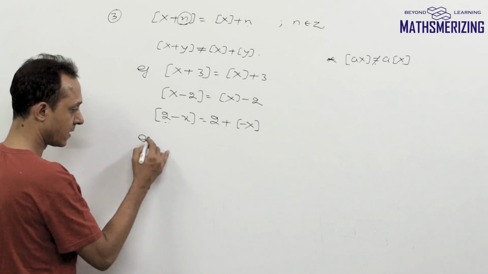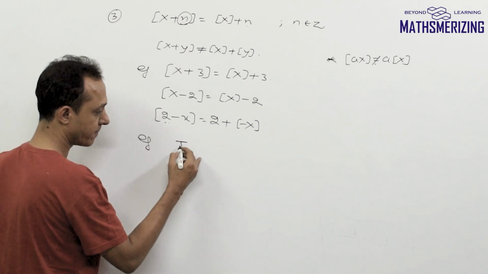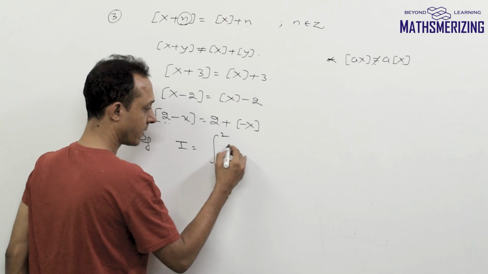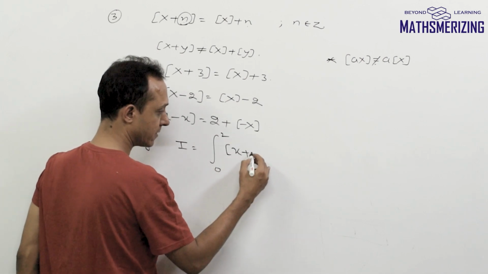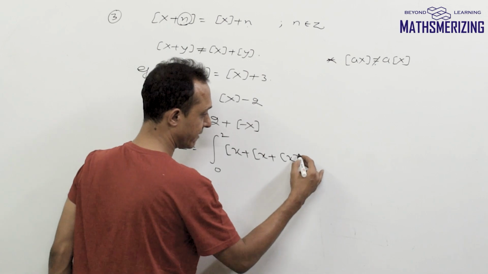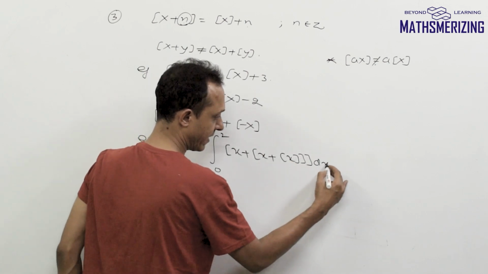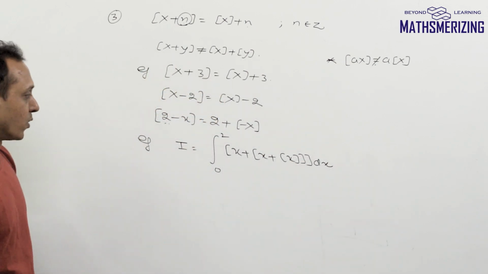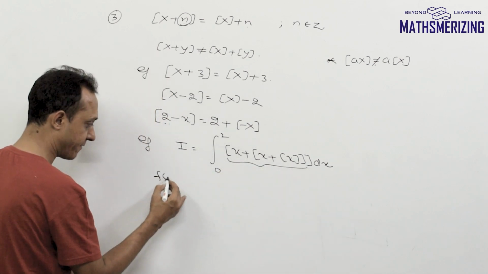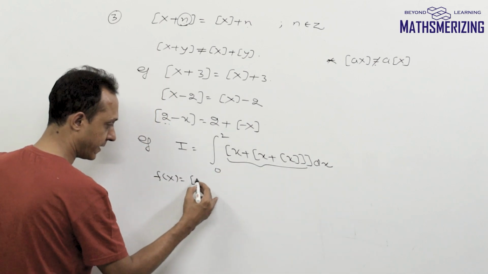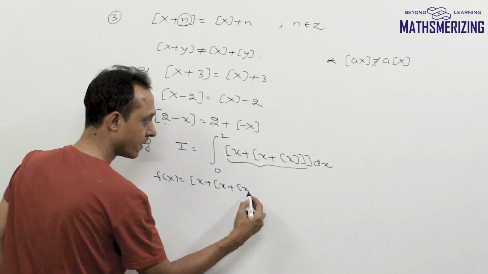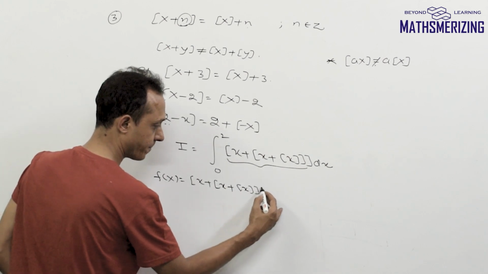Say for example, suppose I am given this integral, which is the integral from 0 to 2 of the greatest integer function of x plus the greatest integer function of x plus the greatest integer function of x, into dx. Now what I'll do is I'll take this function. So this function f(x) is the greatest integer function of x plus the greatest integer function of x plus the greatest integer function of x.